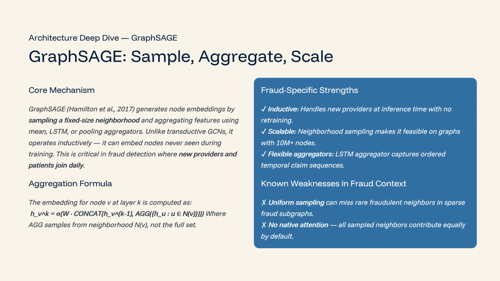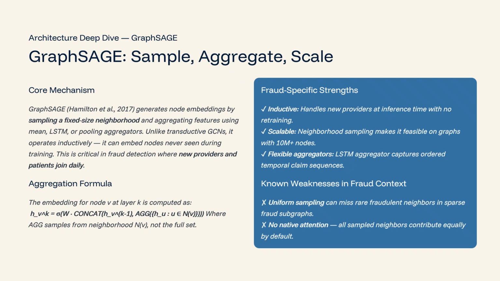The LSTM aggregator variant is particularly valuable for claims data. It treats the provider's claim sequence as an ordered temporal history. If a provider who has spent 5 years billing routine office visits suddenly pivots to high-cost oncology procedures, the GraphSAGE LSTM aggregator captures that trajectory.